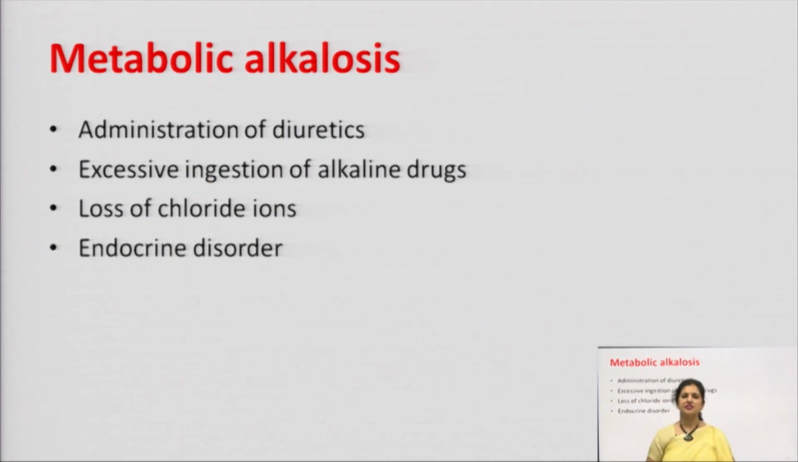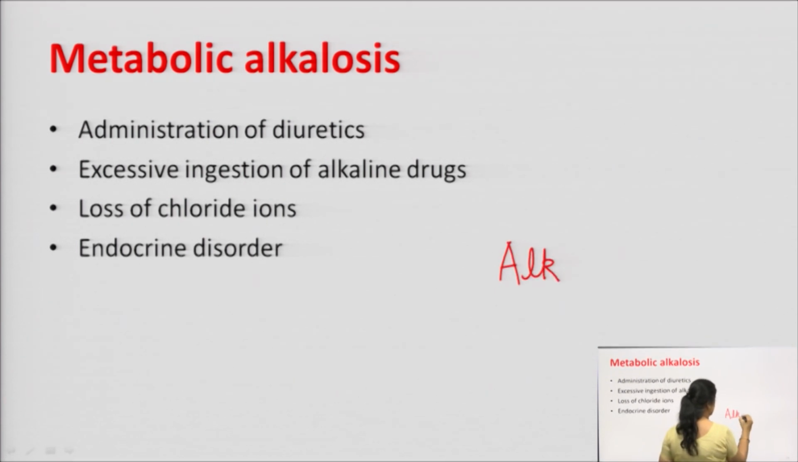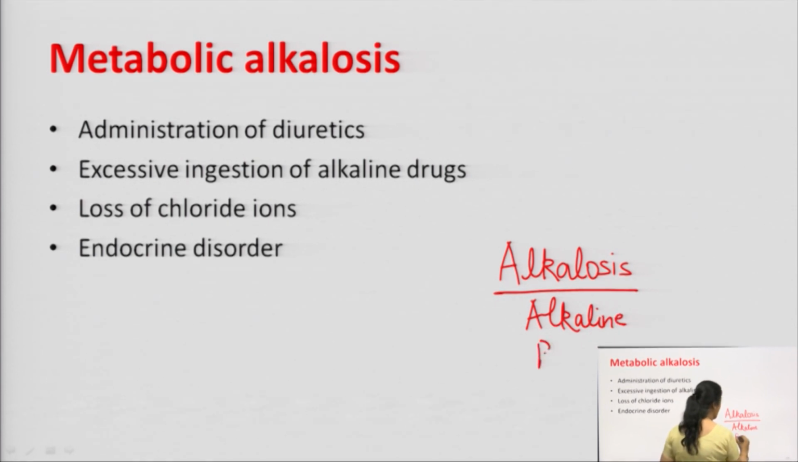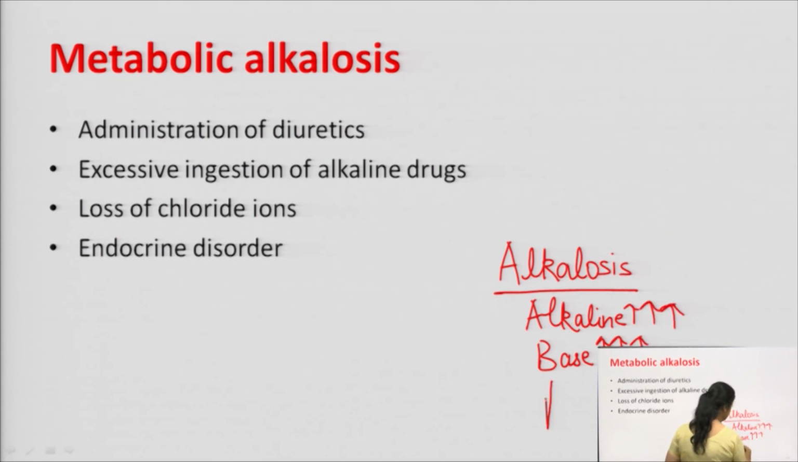Then the other condition is metabolic alkalosis. This is just the reverse of acidosis. Now, here the condition is alkalosis, meaning alkaline or base is at the higher side, meaning pH is greater than 7. This is the condition of metabolic alkalosis.